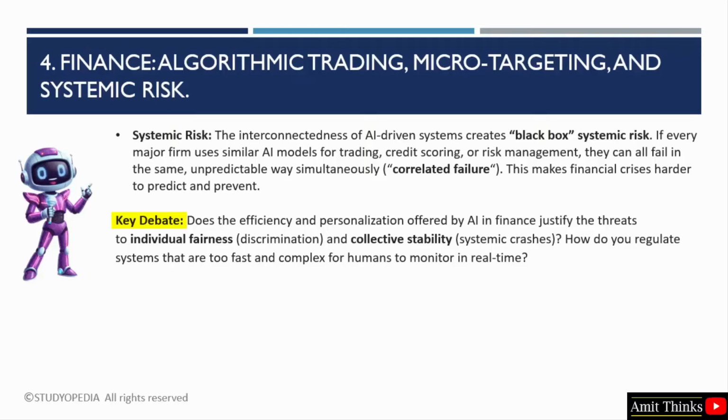Here the key debate is, do AI speed and personalization justify risk to fairness and economic stability? How can we regulate systems too fast and complex for real-time human oversight?